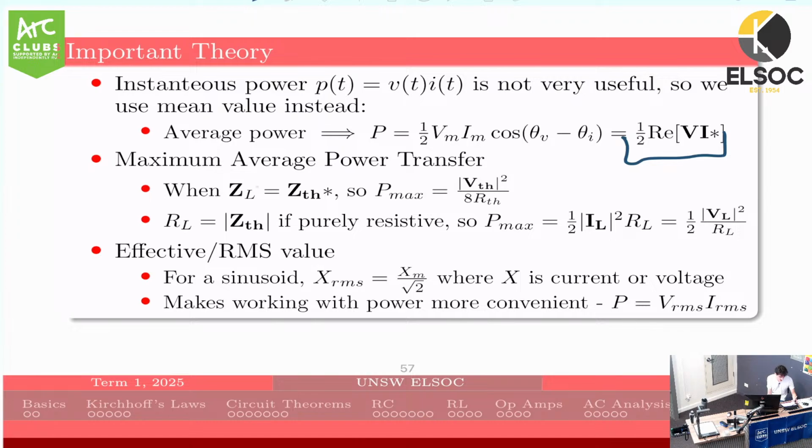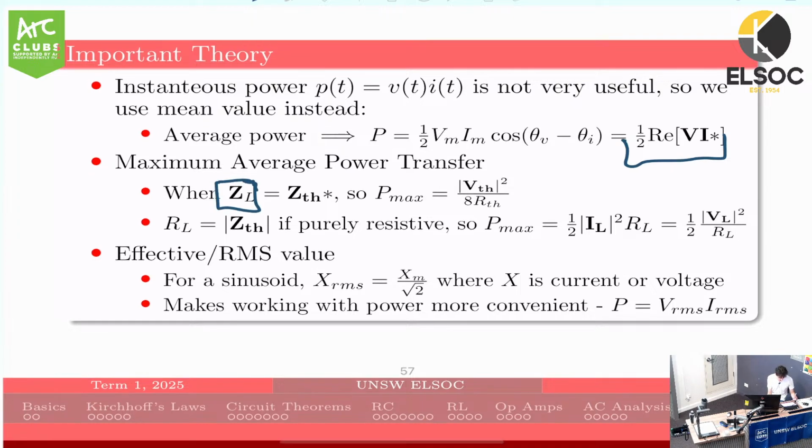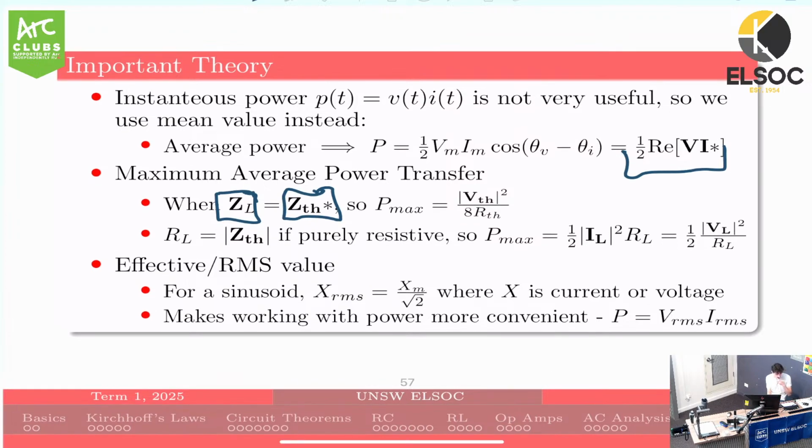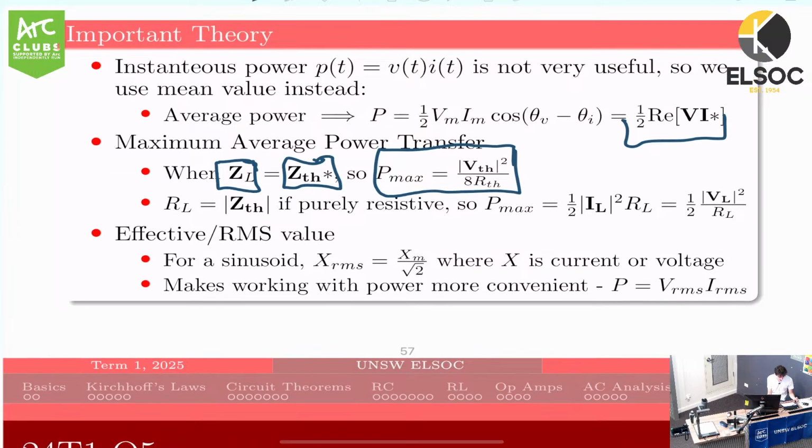So now we'll say that the load to maximize average power transfer isn't just R Thevenin, it's now the conjugate of Z Thevenin, because we're working with impedances. And this is the new formula for P max, or the maximum average power.